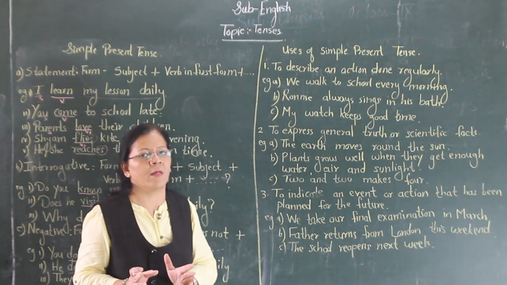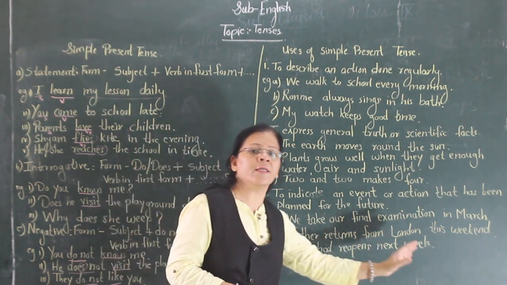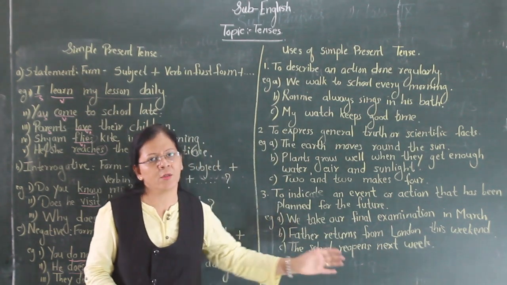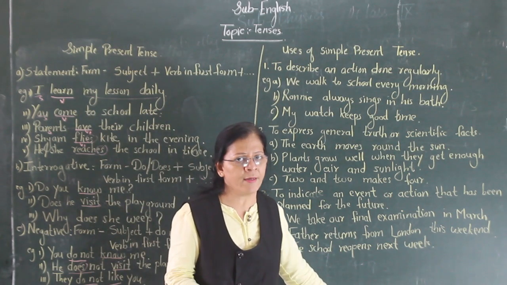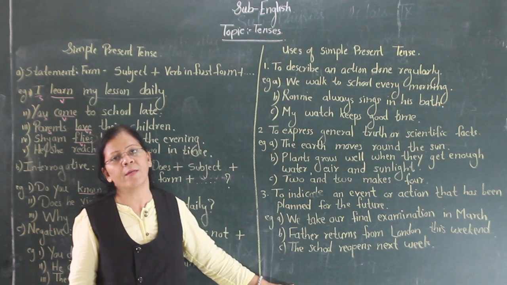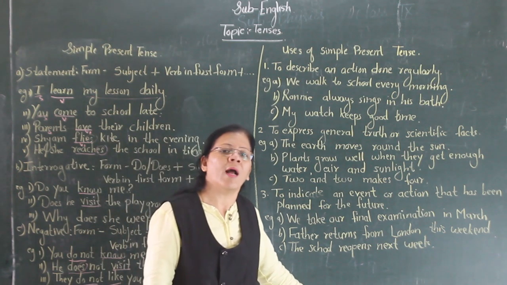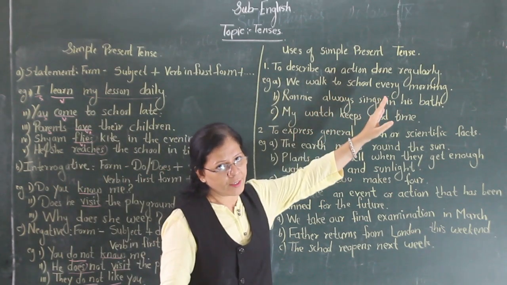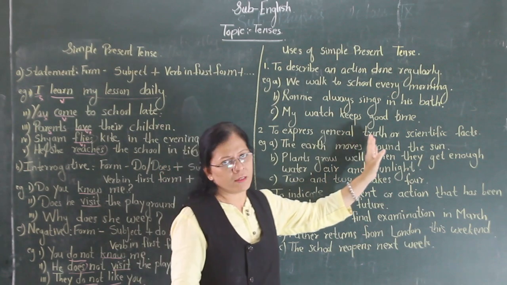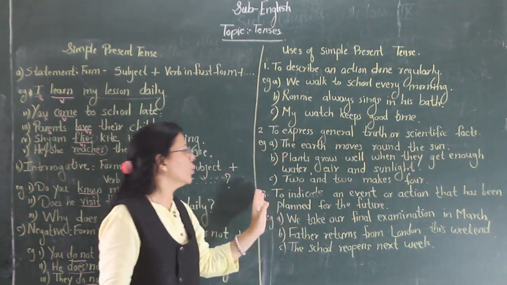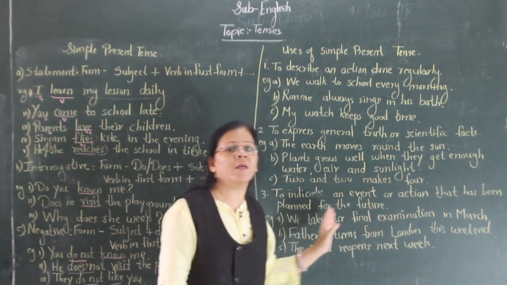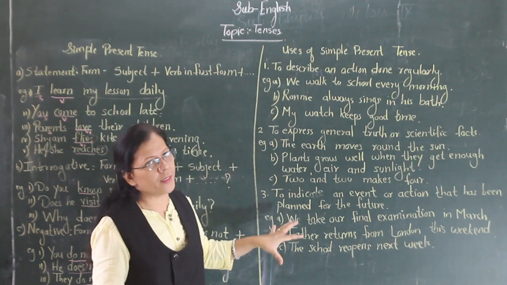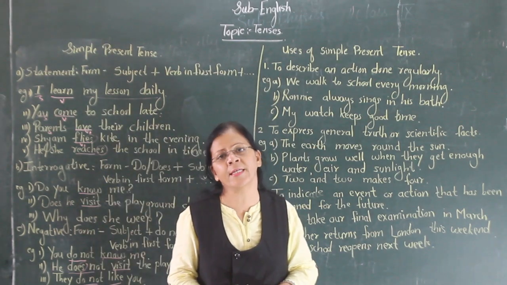when he is going to return. So we use here simple present tense. Next, the school reopens next week. Now this is also a future activity which is planned, and hence we have used here simple present tense. So have you understood when to use simple present? To describe an action done regularly, to express general truth or scientific facts, and to indicate an event or action that has been planned for the future. For this purpose, we use simple present tense.